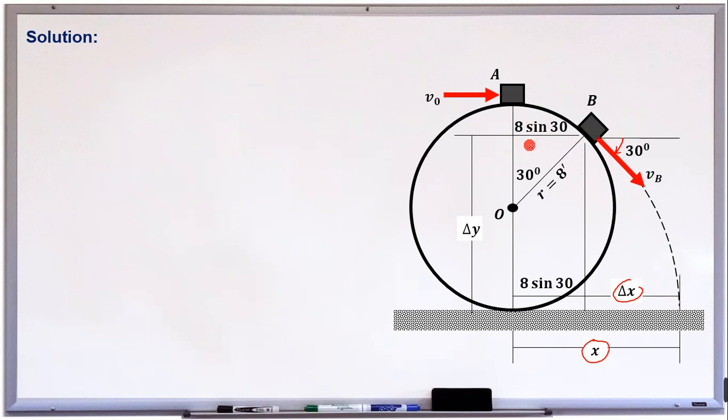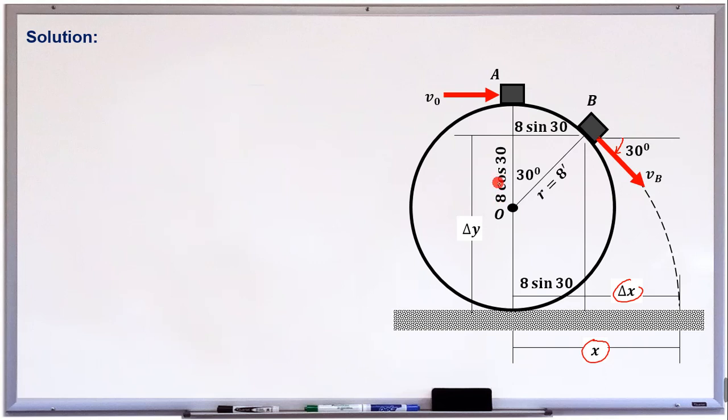Now we will add some useful information in order for us to know the distance of this x. Now for this right triangle, this side is equal to 8 sine 30. This one is also equal to this. So our x, therefore, is the sum of 8 sine 30 and the delta x from the projectile motion analysis. Now, this one right here, this side of a right triangle measures 8 cosine 30 degrees.